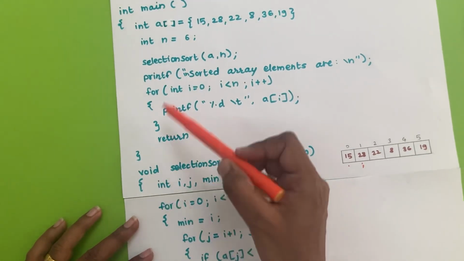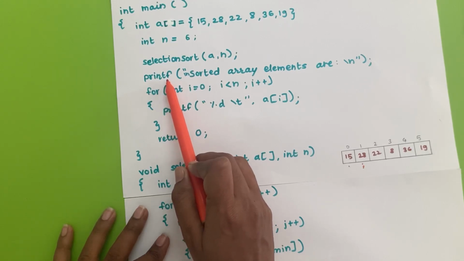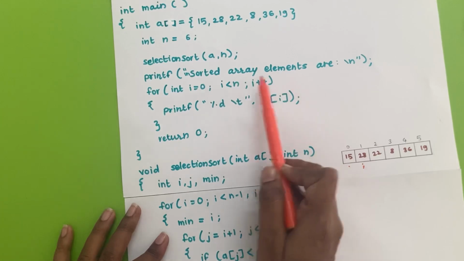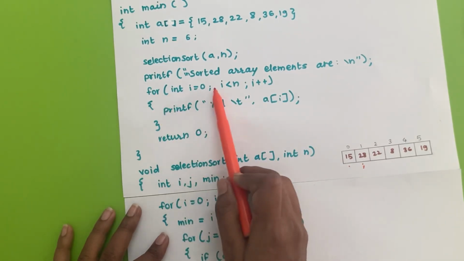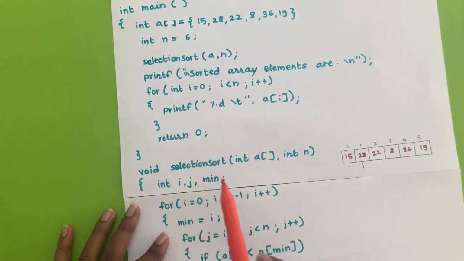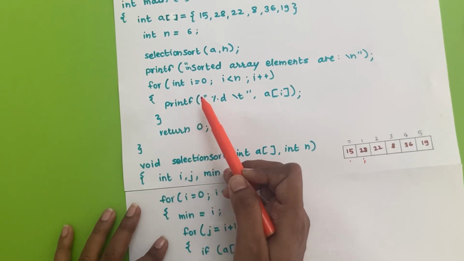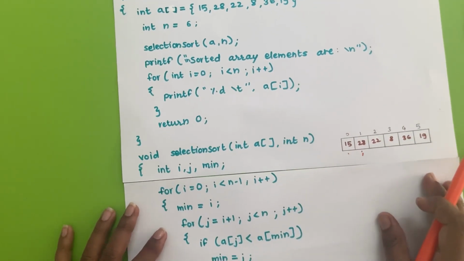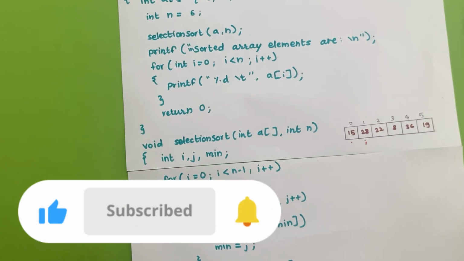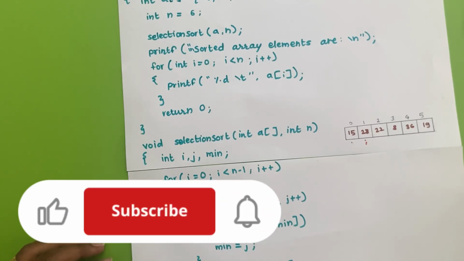So this will come back to the main function, and the next statement in the main function is printf the sorted array elements, and all the sorted elements will get printed with the help of a for loop by using the printf function. So here the code of the main function is executed, and after this we will get the sorted array printed on the screen. Hope this code will help you to understand the implementation of selection sort in C programming.